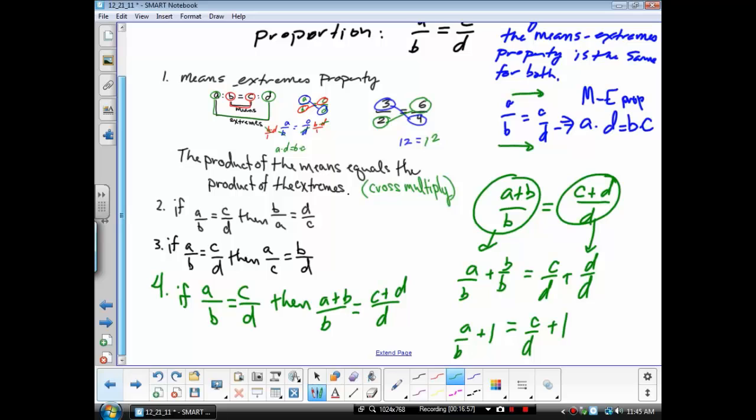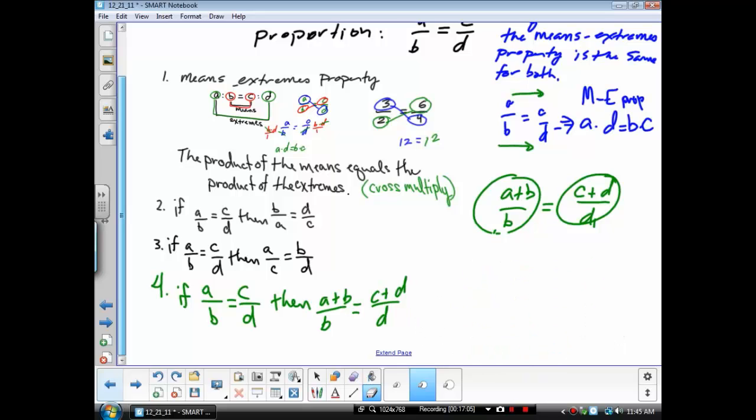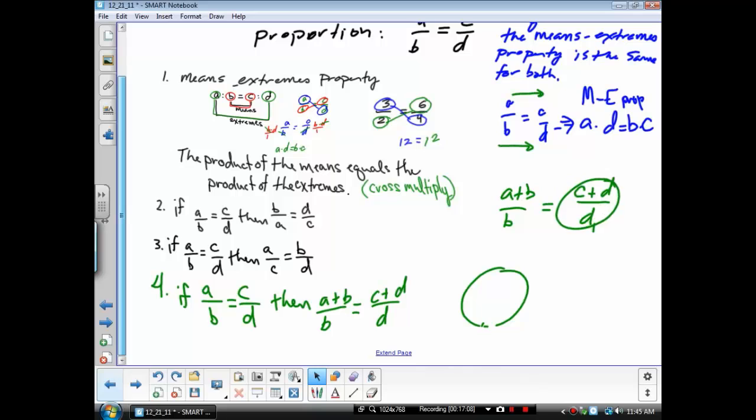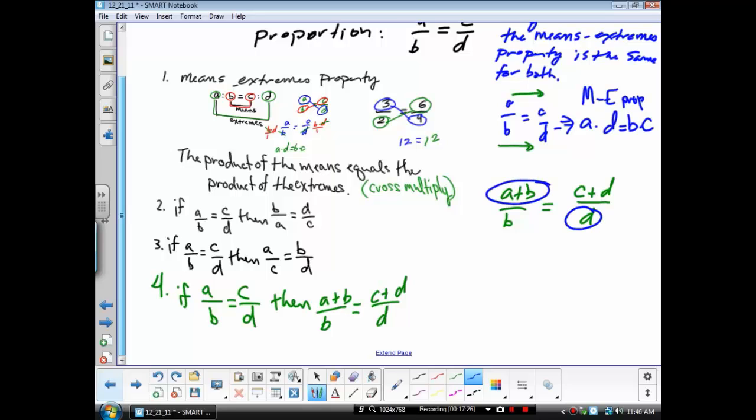Okay. Now, you can also use your means extremes property, because what we have decided is if your means extremes property gives you the same thing in both cases, then you're working with an equivalent proportion. So, using my means extremes property, I would end up with d times a plus b equals b times c plus d.